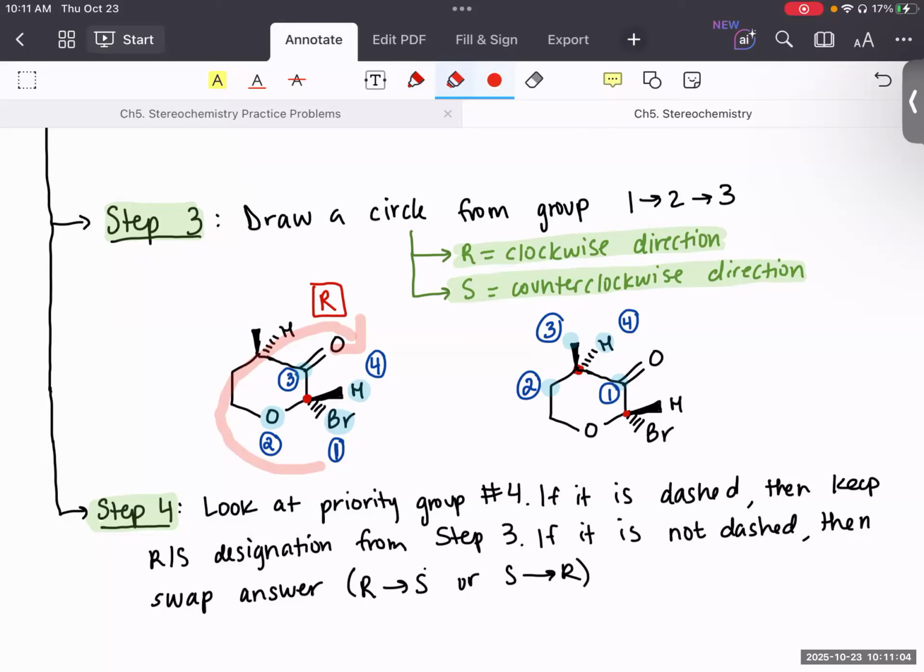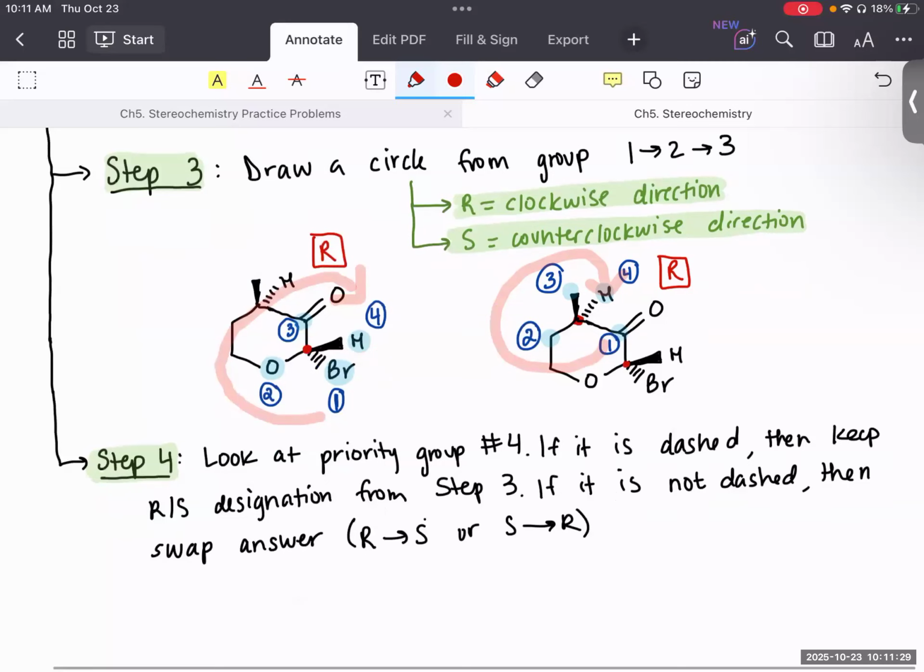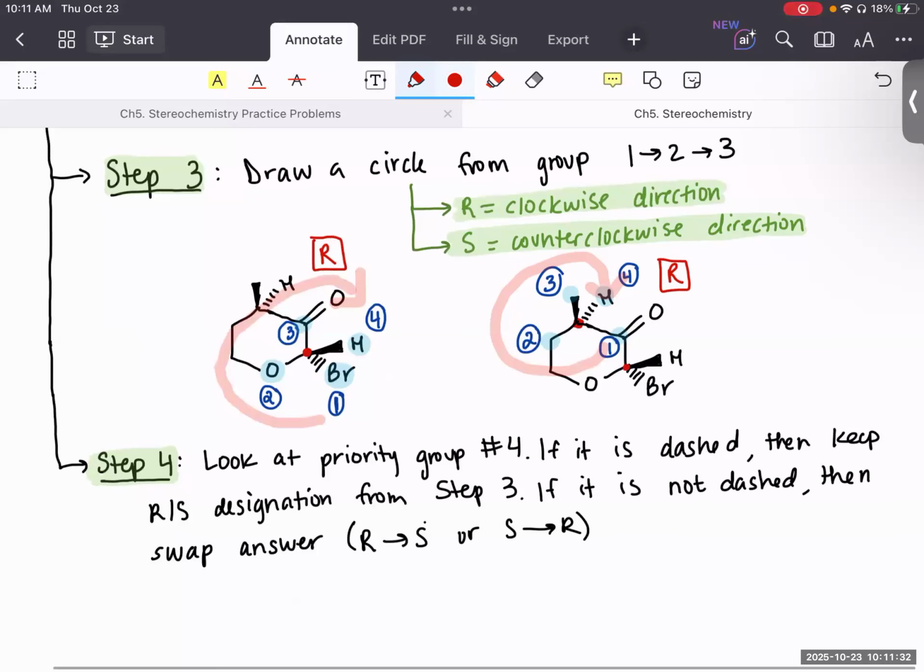We can also do the same for this other group on the other carbon on the right. Here we're starting with 1, 2, 3, and we can also see that this is going to be an R group because we're going in a clockwise direction. Again, this is preliminary. We're just thinking about 1, 2, and 3 for now, and before we finalize our answer, we have to do step 4. For step 4, we look at the priority groups of number 4. Number 4 in both of these cases is a hydrogen. We take a look to see, is group number 4 dashed or wedged?